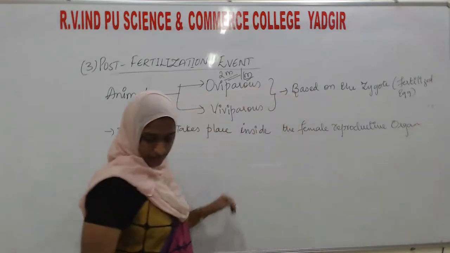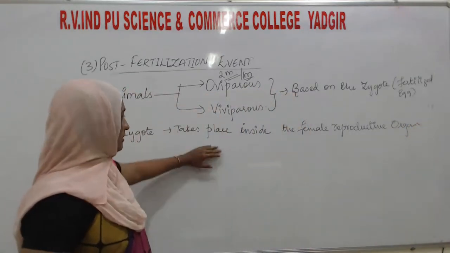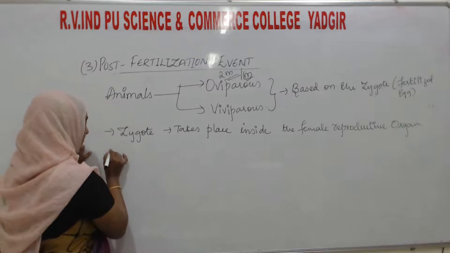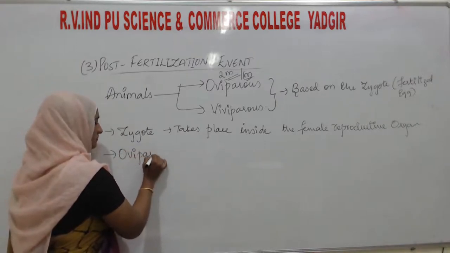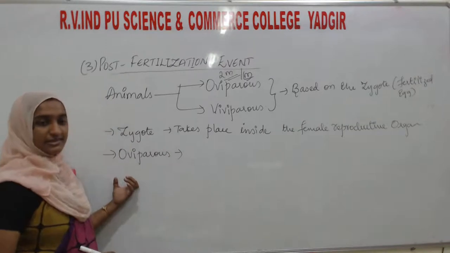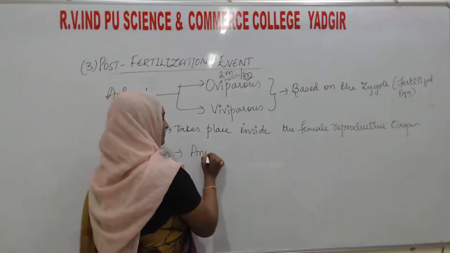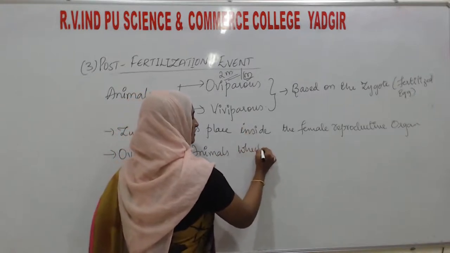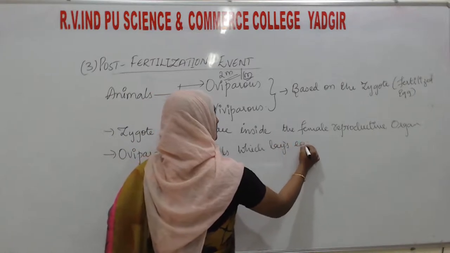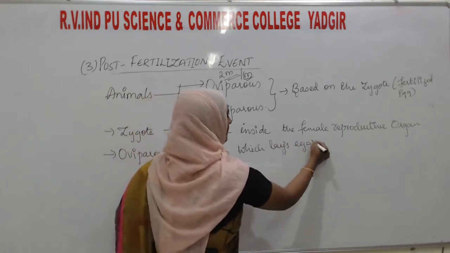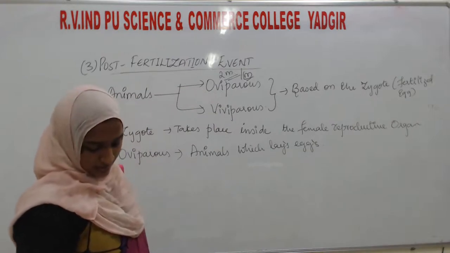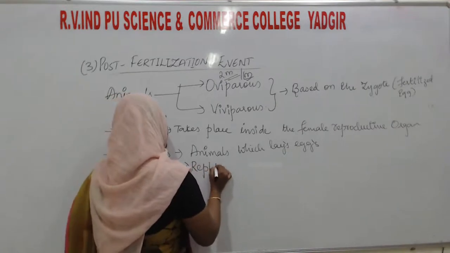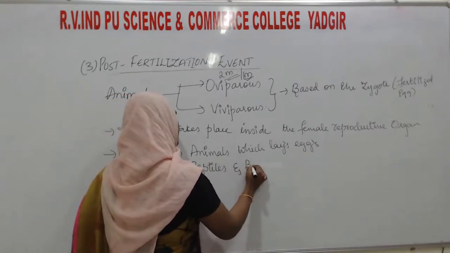Female reproductive organ. Okay. So, fertilization takes place either outside or inside. The oviparous animals: oviparous means, as I told you, animals which lay eggs. Eggs, they are known as the oviparous. What are the examples? Reptiles and birds.